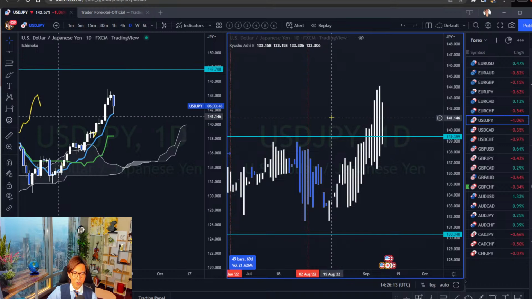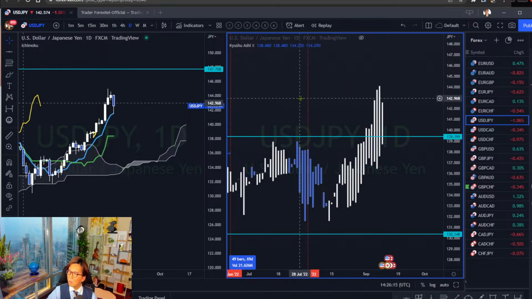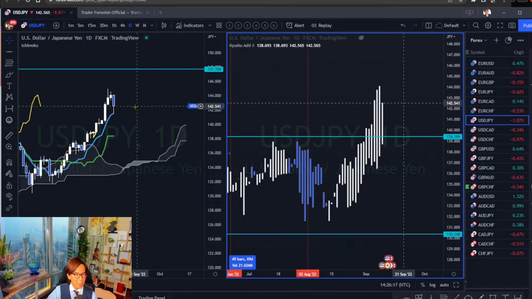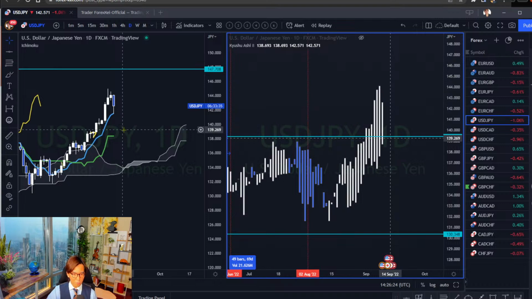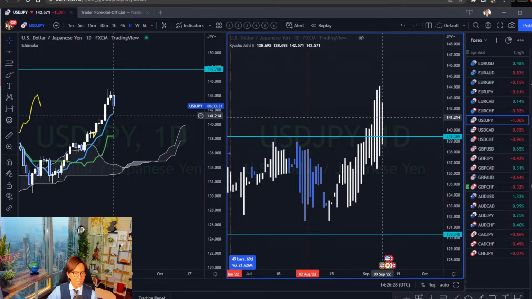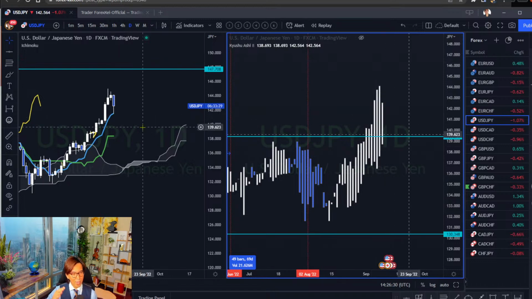So if you look at these two types of market, the scenario would be: if the market breaks Tenkan Sen, then I will stay away, or I might start to look for a selling edge in the short term. But unless the market breaks Tenkan Sen, I'm still bull biased.